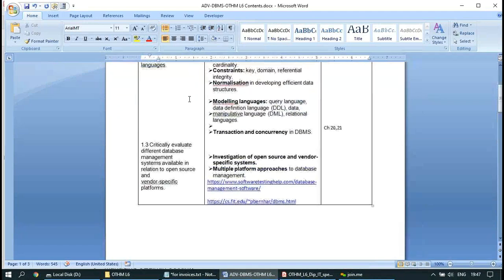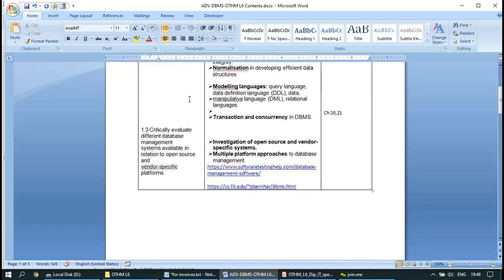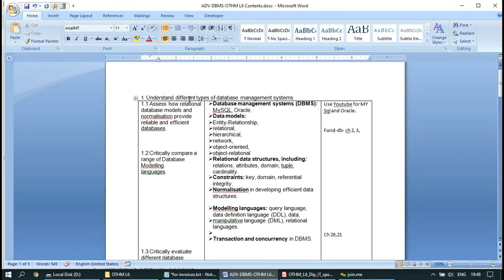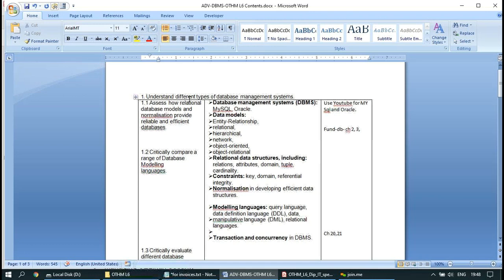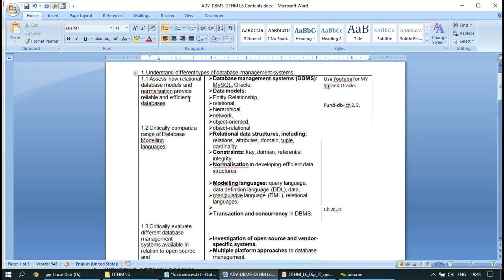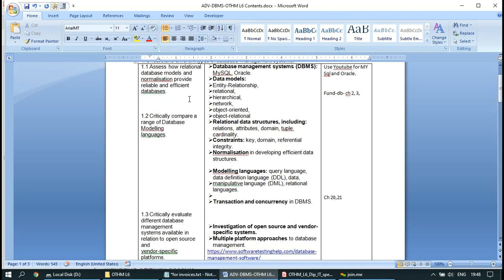Right. So today we are going to cover the LO2 of the Advanced Database Management Systems. What we covered last time is data models, the database management systems, specifically MySQL and Oracle. Did you get the chance to go through those websites? Yes, I had a look through those websites. They're very good, and helpful for practice, isn't it? Yeah, absolutely.